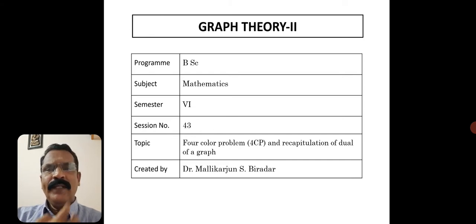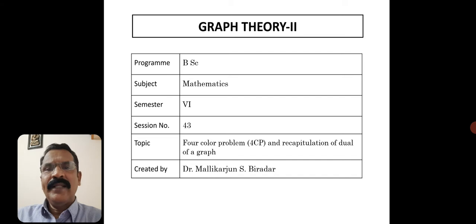Now in the 43rd session of Graph Theory 2, the topic of this session is the four color problem and recapitulation of the dual of a graph. So now we are at the final stage of this colorability topic. So that is the application part of the colorability.